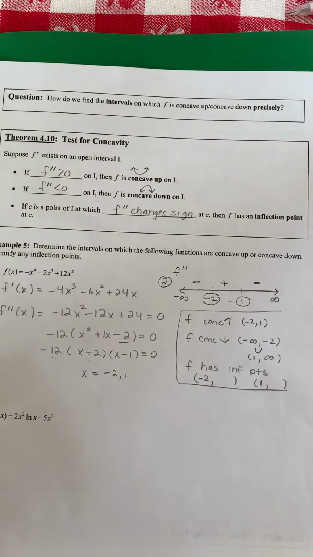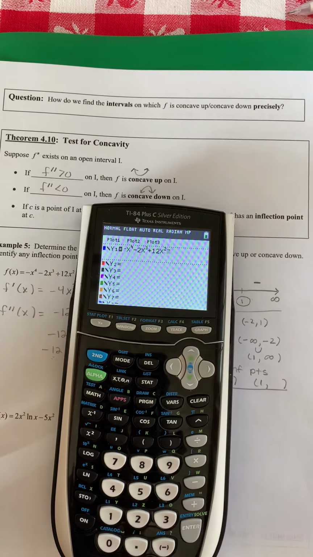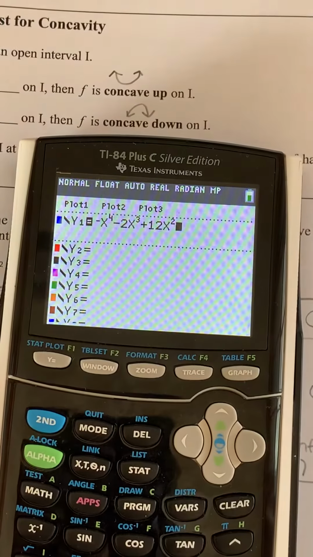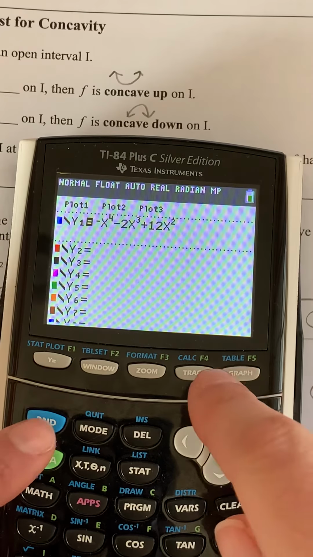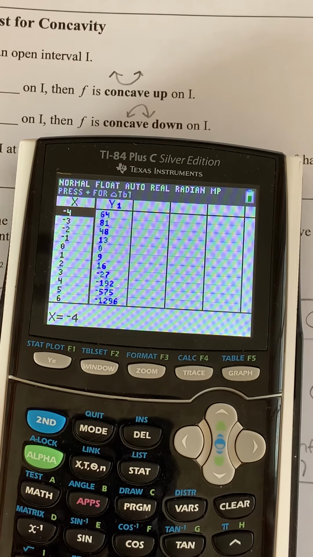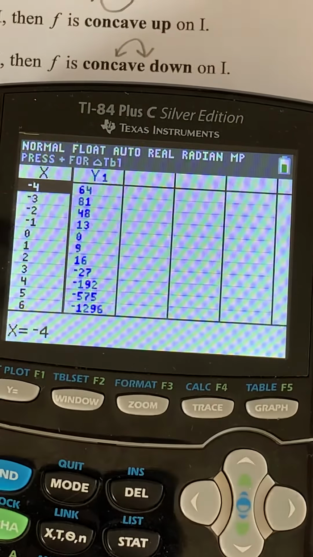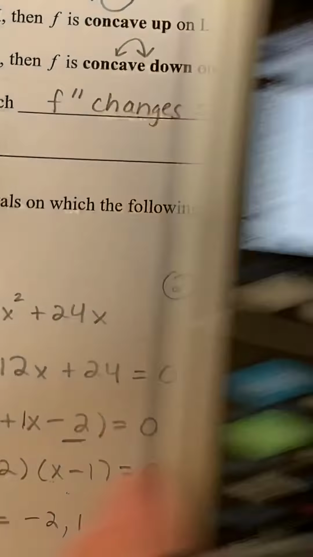Okay, so I went ahead and entered the function into my graphing calculator here. So this is the original problem that I'm trying to find the y values for. And I go to my table. Okay, so I'm looking for negative 2 at this stage. So I can see that negative 2 has a value of 48. And then 1 has a y value of 9.